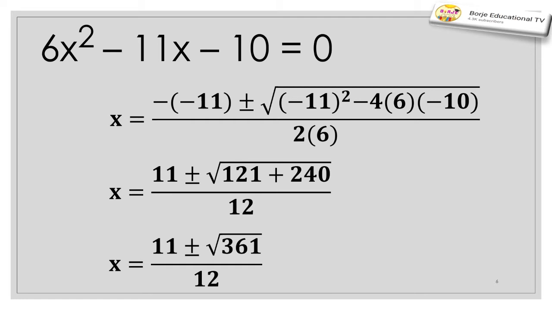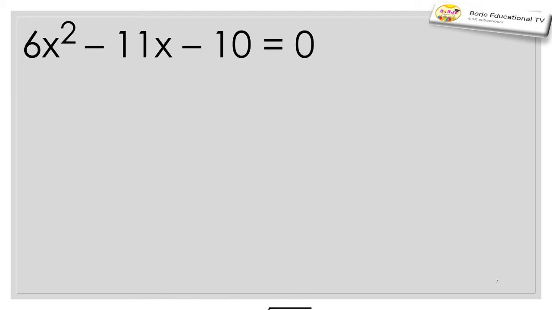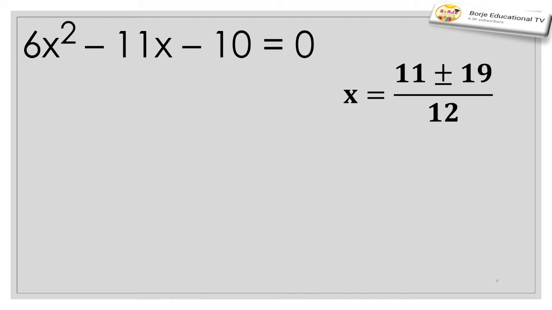Simplifying it further, we have x is equal to 11, positive and negative, the square root of the sum of 121 and 240, which is equal to 361, all over 12. Now we have x is equal to 11, positive and negative, the square root of 361 all over 12. Since the square root of 361 is equal to positive and negative 19, we now have the value of x as 11, positive and negative 19, all over 12.